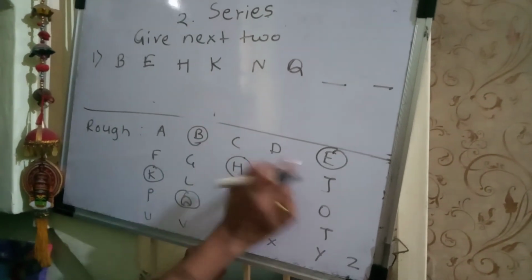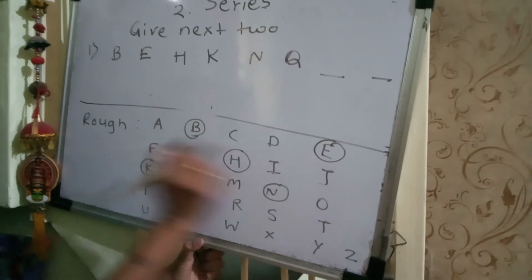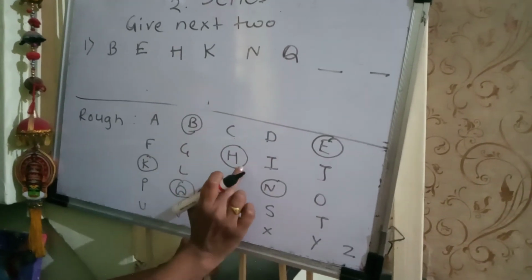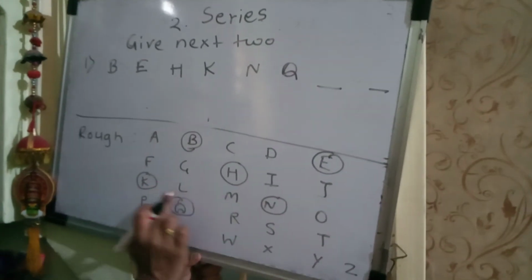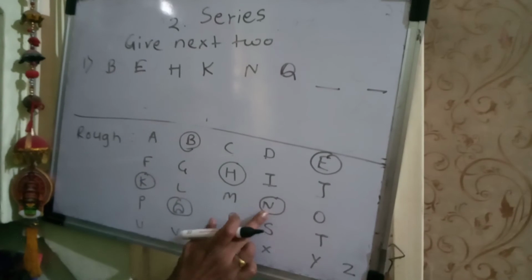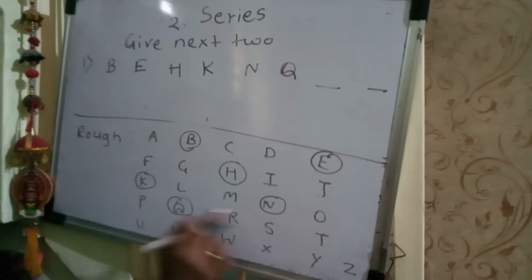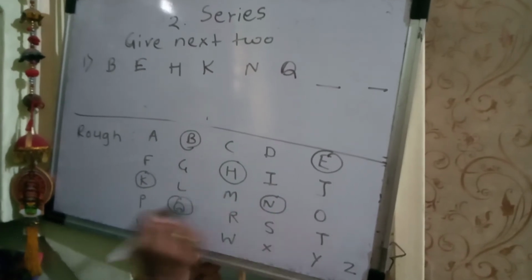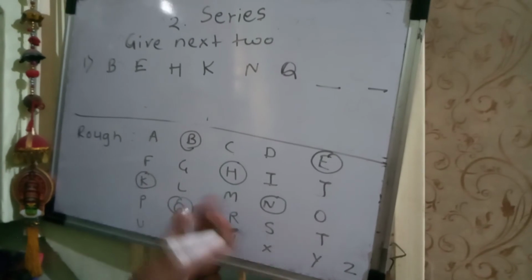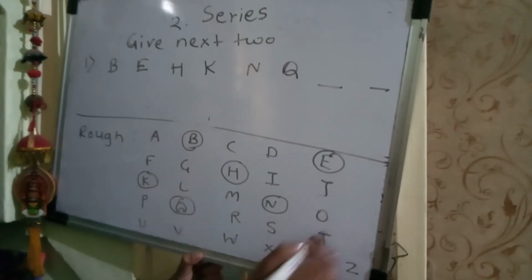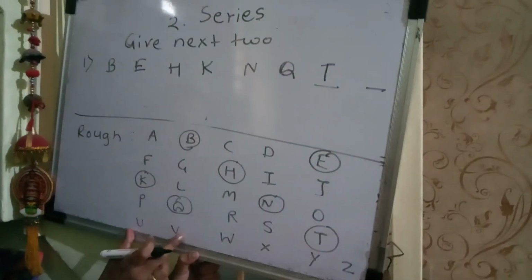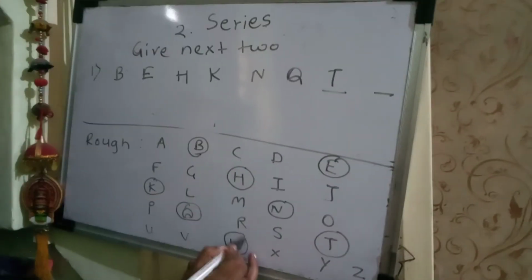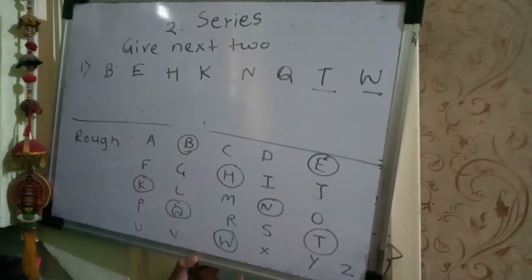B after two letters E. E after two letters H. H after two letters K. After K two letters L, M, N. N after two letters O and P, Q. Now we have to count two letters after. R and S, so here will be T. Count again two letters U and V, and here will be W. Understand? Now we will see one more.